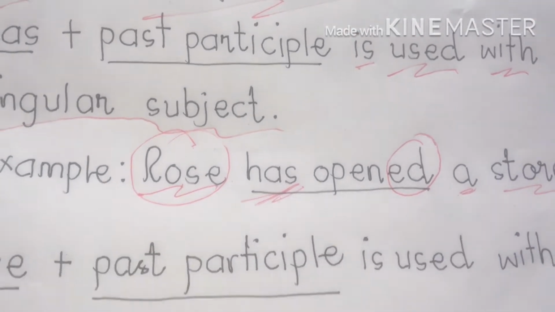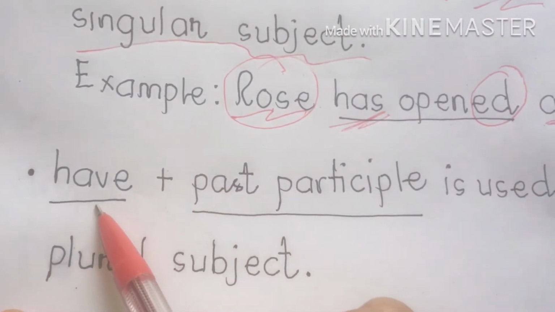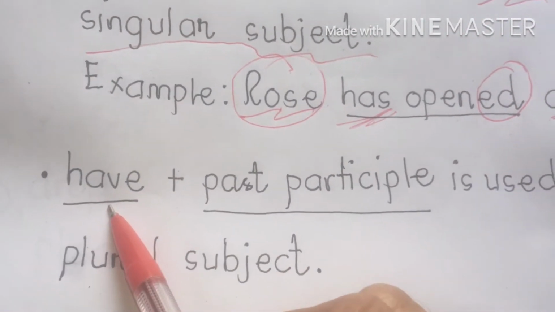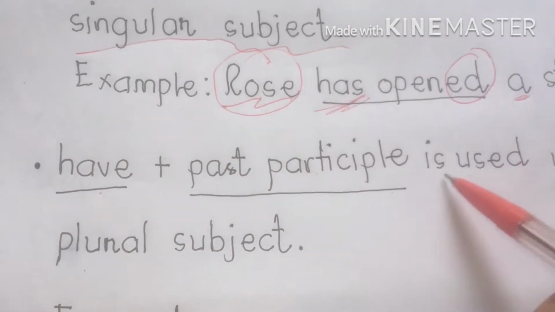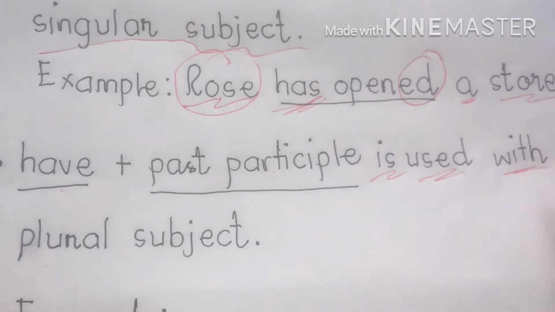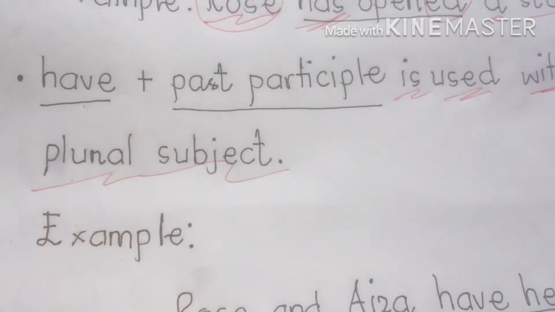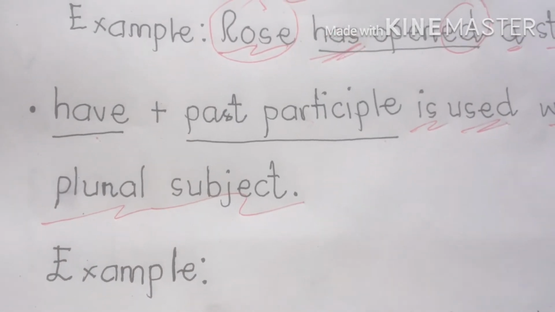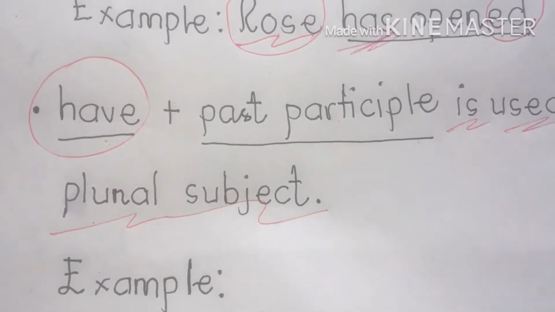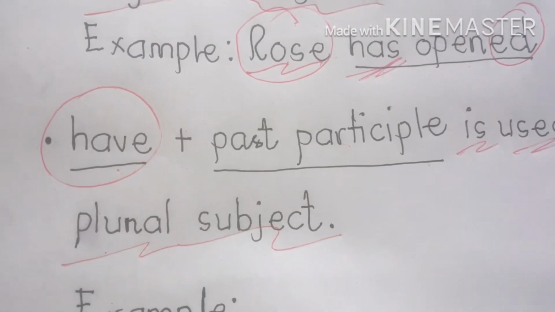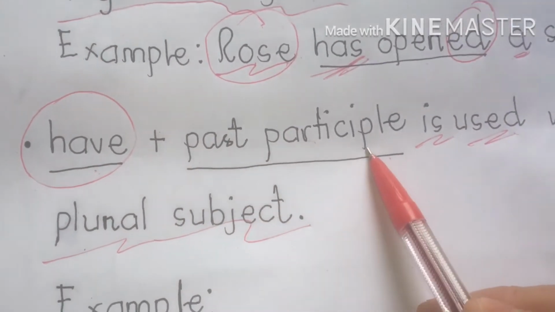Okay, let's proceed, class, to the number 2 example. We have have. What is the function of have? Have plus past participle is used with a plural subject. It's very clear, class, that we use have when our subject is plural. That means to say it refers to two, three and so on. Of course, using our past participle.